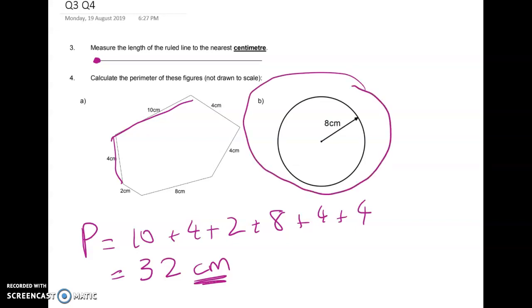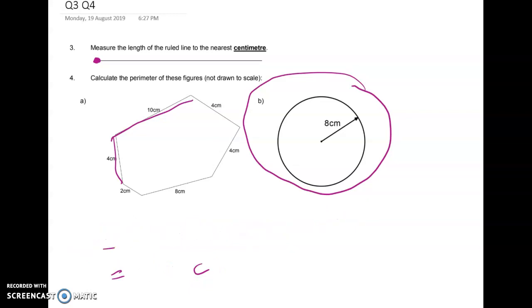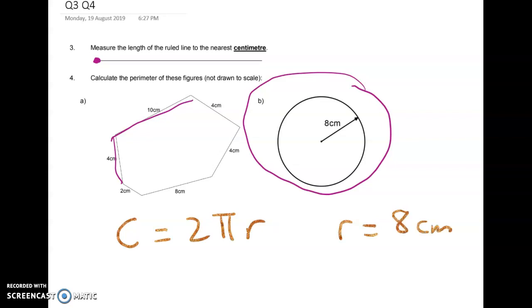The next one is asking for the perimeter of this figure here. Now it's a circle, so we usually don't call it the perimeter. We usually call it the circumference. That's okay. So the formula we want here is on my formula sheet, and that's C is equal to 2 pi r. And in this question, r is equal to 8 centimetres.